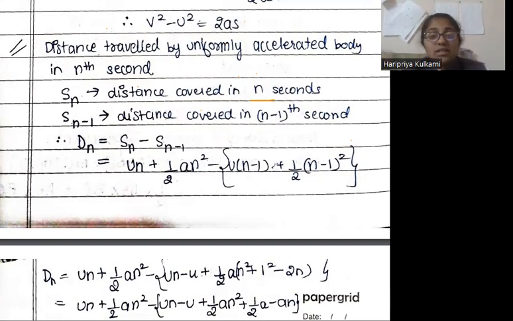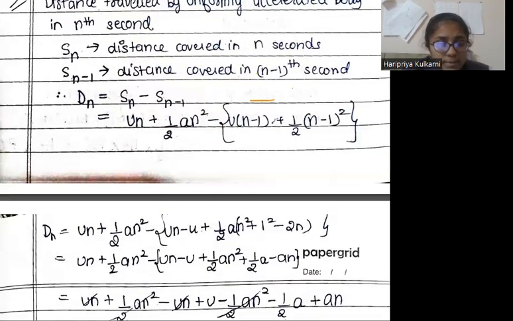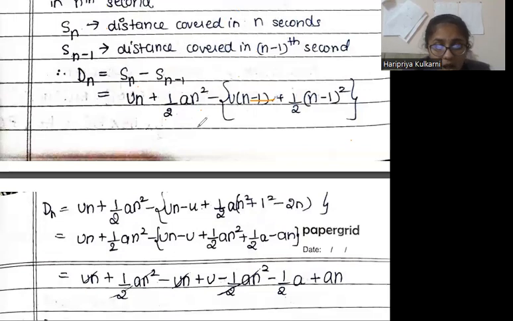How much is the distance traveled in the last second? So how will I get to know the distance traveled before that 1 second minus, okay, the distance traveled in the whole in 10 seconds minus the distance traveled in 9 seconds. So then what I'll get? Distance traveled in the 10th second I will get, right? So I'll substitute it like this. So Sn, I'll write it as un, right? So plus half an square minus, in bracket, u into n minus 1 plus half a into n minus 1 whole square.